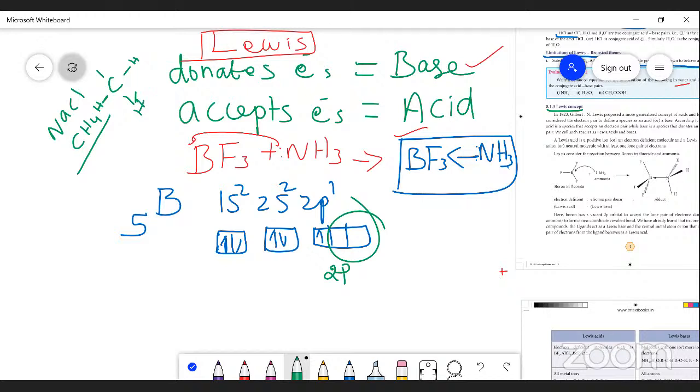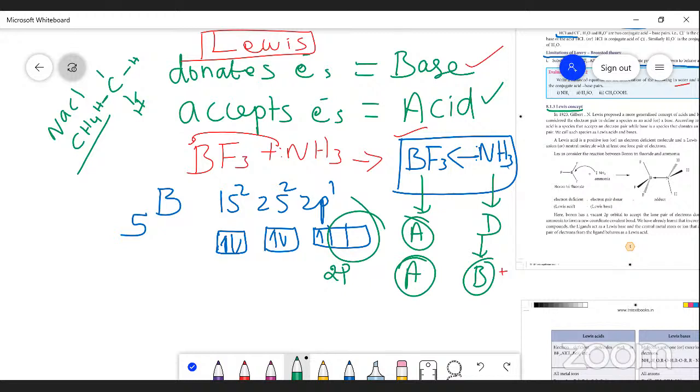A coordinate bond is like this. There will be one donor and one acceptor. Here the donor atom is ammonia. BF3 is an acceptor. According to Lewis, which donates the electron is called the base, the donor. So this is a basic substance. Whereas what accepts the electron is called the acid. So BF3 is an acid because it accepts the electron from nitrogen of ammonia. So this is the way it is explained.